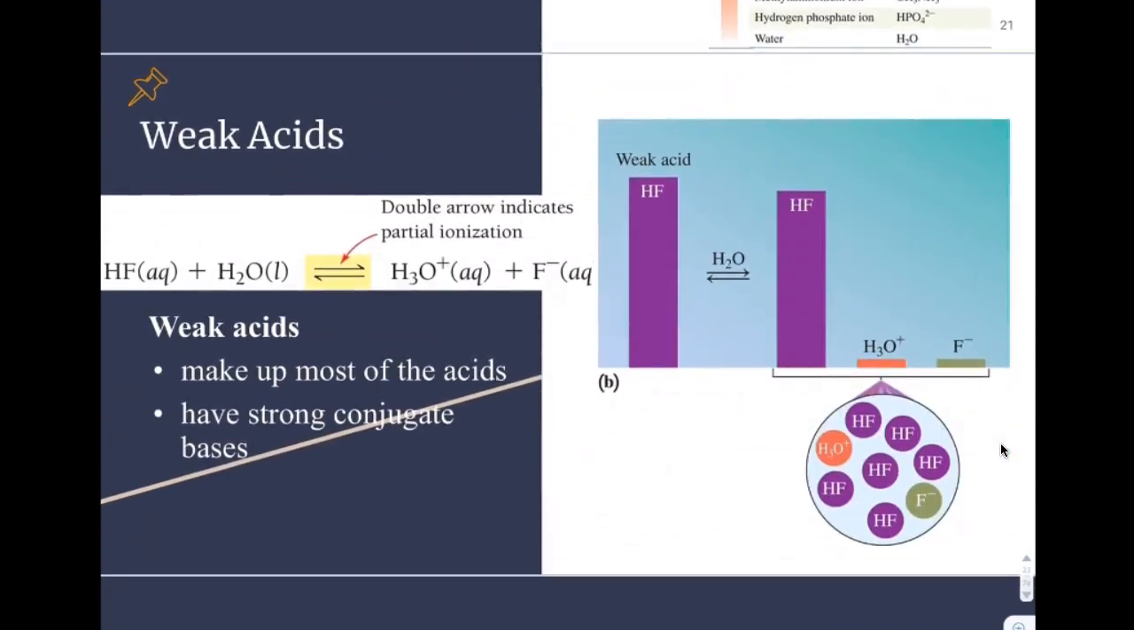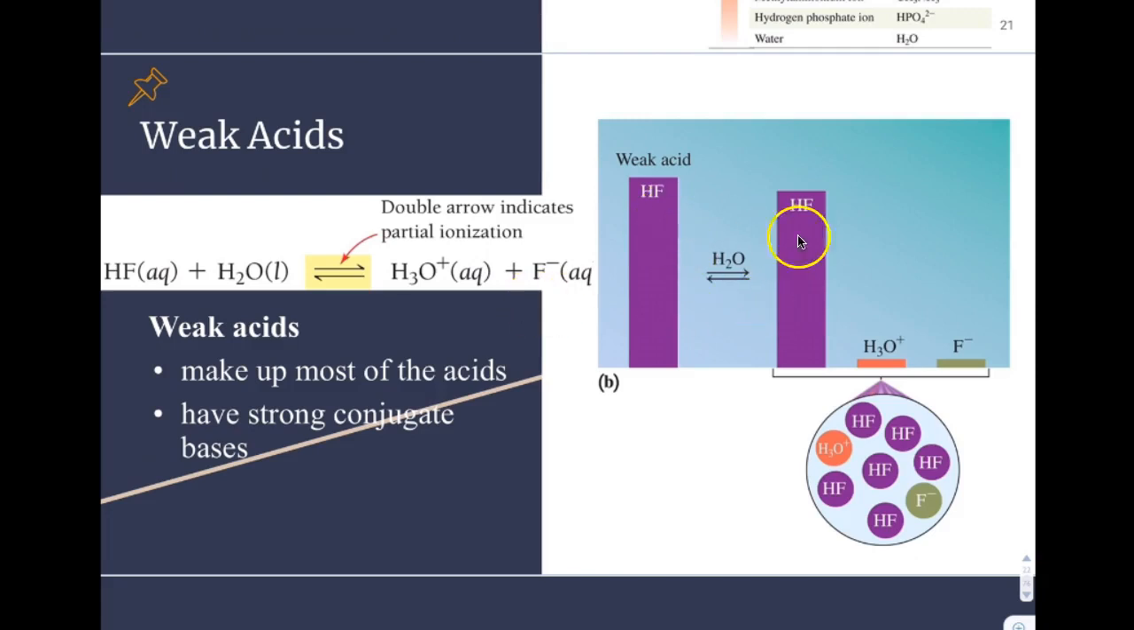So what does a weak acid look like? We show it as a back and forth. So hydrofluoric acid will donate its hydrogen ion, but it will also take it back. Most acids are weak acids, and they have very strong conjugate bases. So if you look at this, we think about reactions going in the forward direction, but this reaction actually goes better in the reverse direction. Look at the results here.